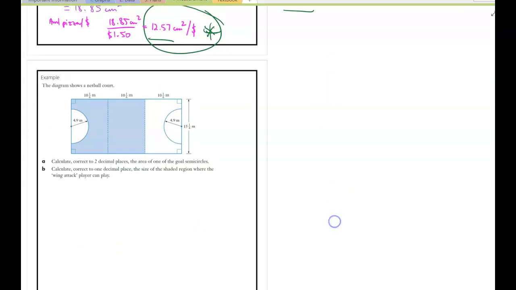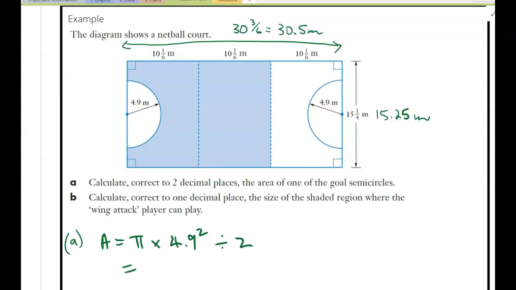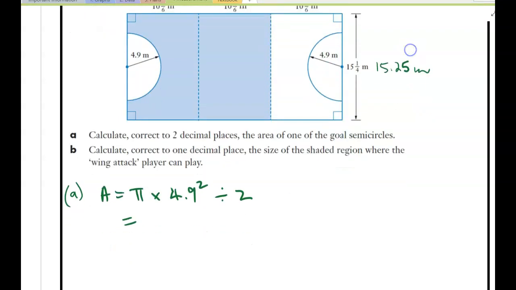All right, let's try the next one. So because this is a semicircle, remember we have to halve the area of the circle. It says one of the goal semicircles. Yeah, because it's one of them. But otherwise you're right. If it was just the goalie area, it would be the 2 semicircles. So I'm getting 37.71 to 2 decimal places. And it's metres, not centimetres.